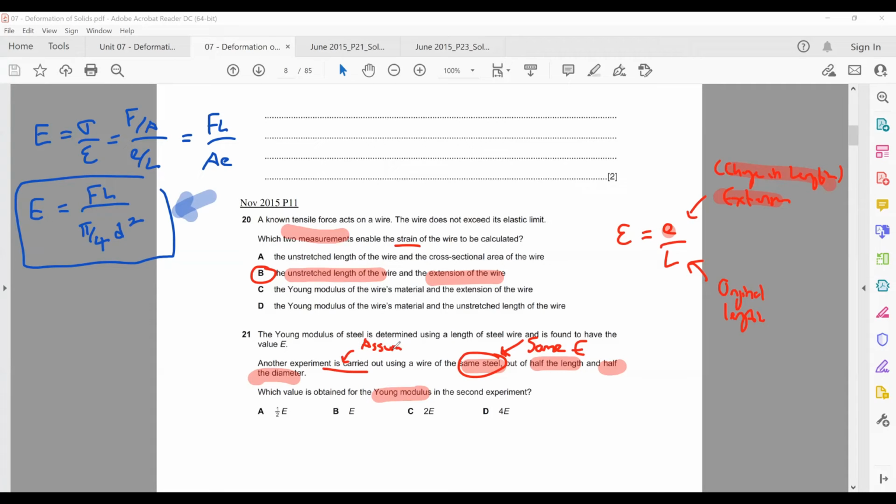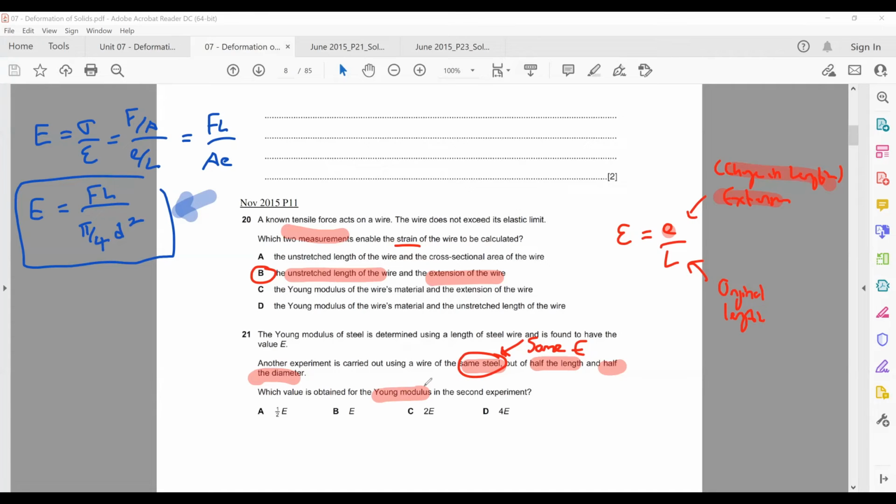Assume the same F also, because here they say the experiment is carried out again. It's like saying they repeat the experiment using the same conditions, just that a different wire with different dimensions is used. Okay, this one actually is a trick question. Actually, there's no need for me to calculate anything.